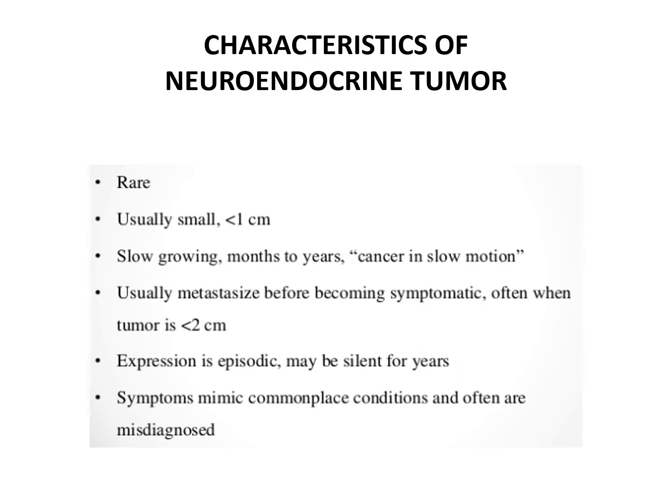So the characteristics of an NET: it is rare, usually small, less than 1 centimeter, slow growing, months to years, cancer in slow motion. It usually metastasizes before becoming symptomatic, often when the tumor is less than 2 centimeters. The expression is episodic, may be silent for years. Symptoms mimic commonplace conditions and are often misdiagnosed.